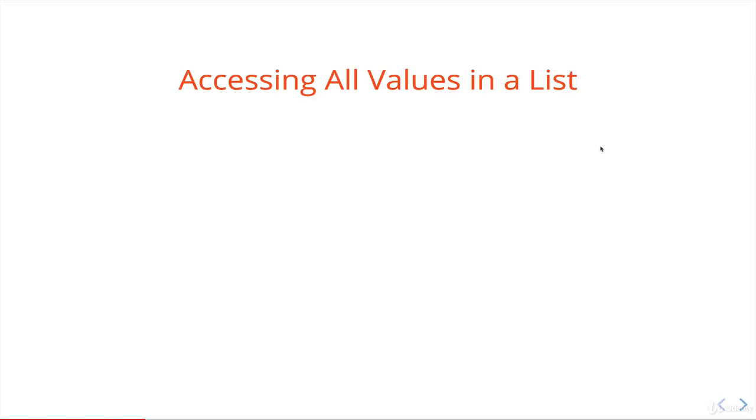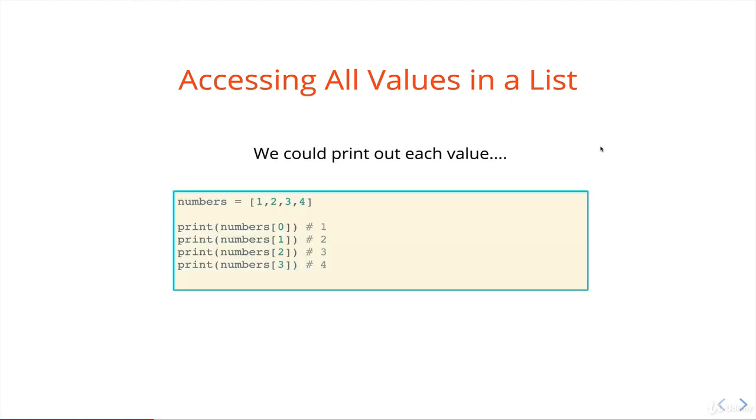Alrighty, in the last video, we saw how to access individual items out of a list. In this video, we'll see how to access all of the items out of a list at the same time. So suppose we had a list of numbers. We could print out each item one at a time. Print number 0, 1, 2, 3.